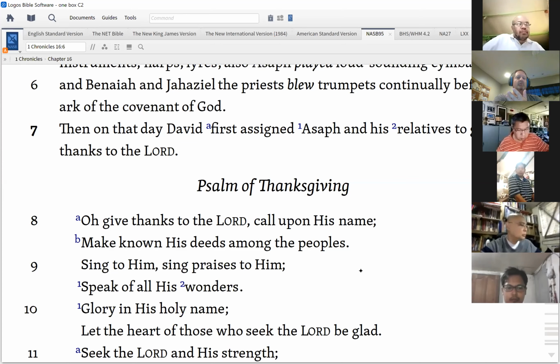How could we know to make this connection? We're studying this on our own. We're not having anybody help us right now. No commentators or sermons or anything. How might we come about making this connection? What do you guys think?